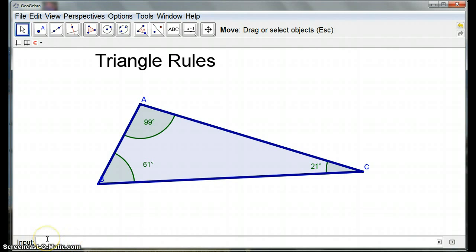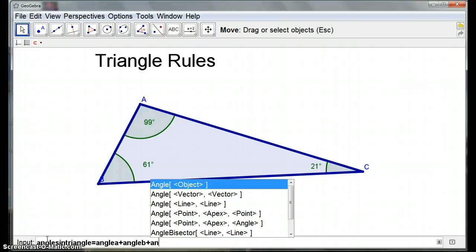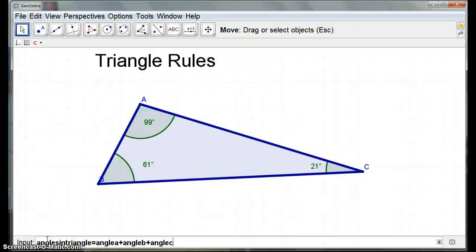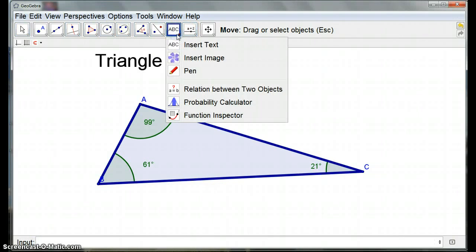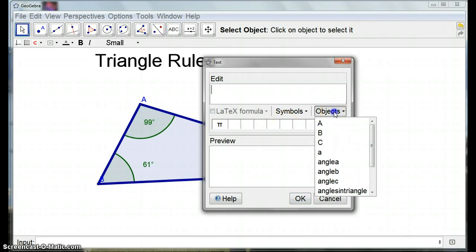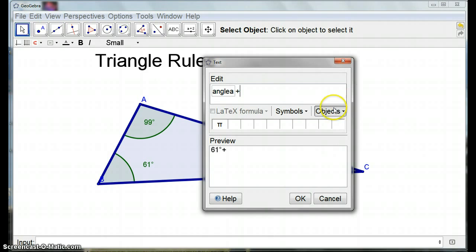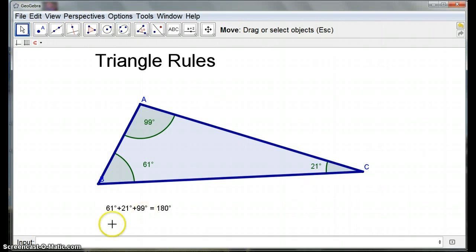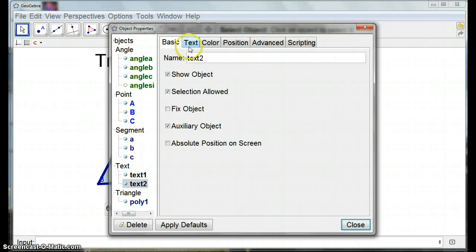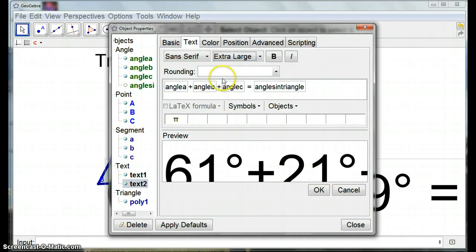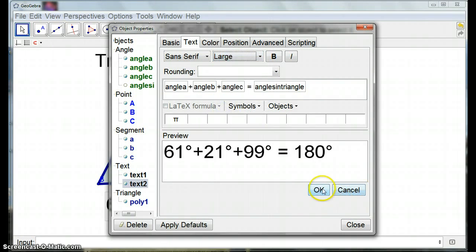And here I'm going to say angles in triangle equals angle A plus angle B plus angle, anyone guess it? C. Okay. Now I can insert text and I can go angle A plus angle B plus angle C equals angles in a triangle. Okay, and because we're on a data projector, I'm going to make that text rather large. That might be large enough.